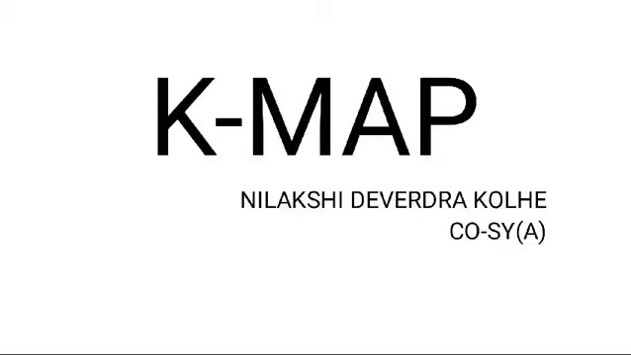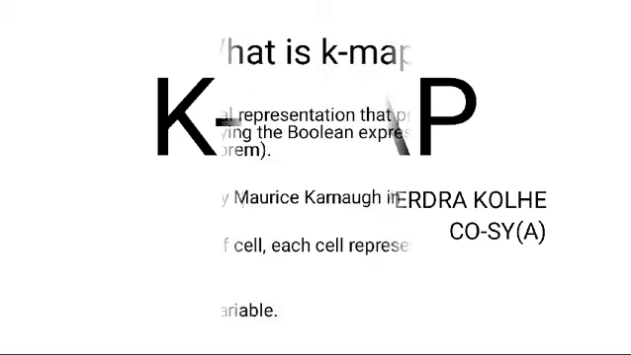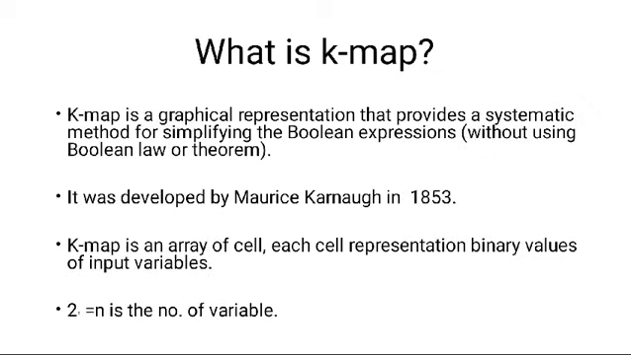Welcome to this tutorial on Karnaugh maps, a fundamental concept of digital electronics and computer science. In this video, we will explore what is a K-map and its representation. What is a K-map? K-map is a graphical representation that provides a systematic method for simplifying the Boolean expressions. It was developed by Maurice Karnaugh in 1953.